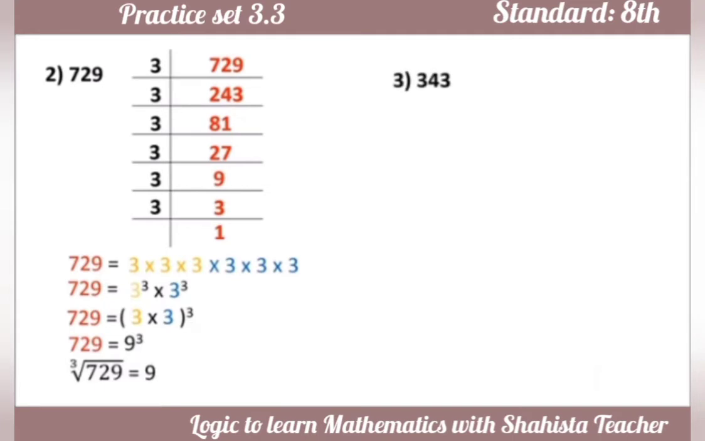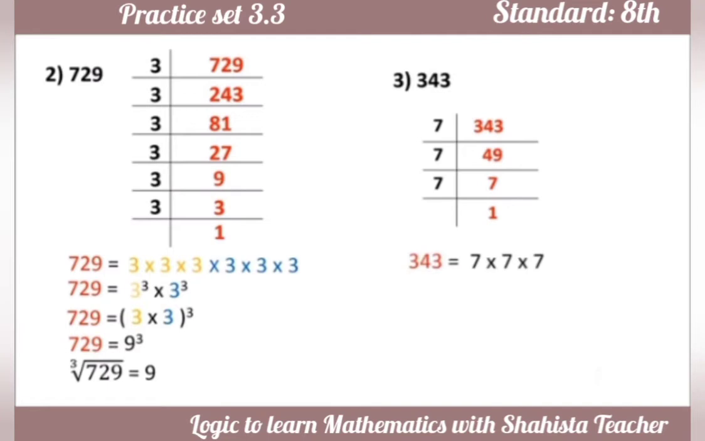Let's solve a new example. 343. Okay, now let's draw the LCM method. 343 is an odd number, divide by 7. So 7 divided into 343 gives us 49. Now 7 divided into 49 gives us 7. Now 7 ones are 7. So how many times 7s are divided? 7 into 7 into 7. So there are 3 common factors. So 343 is equal to 7 cube.